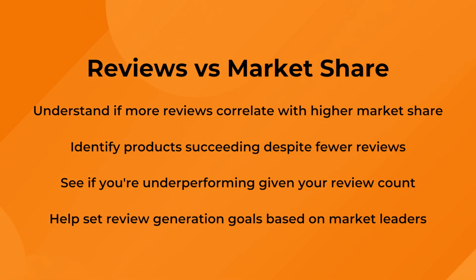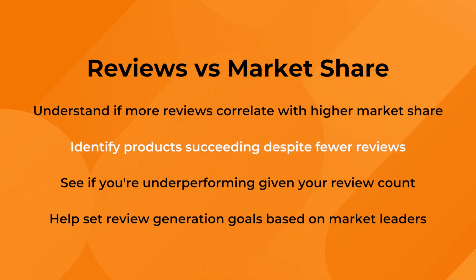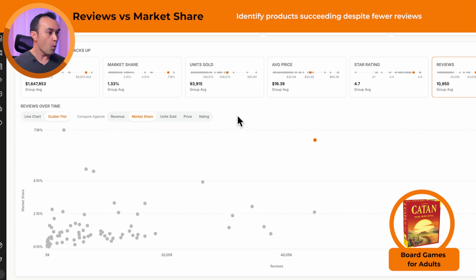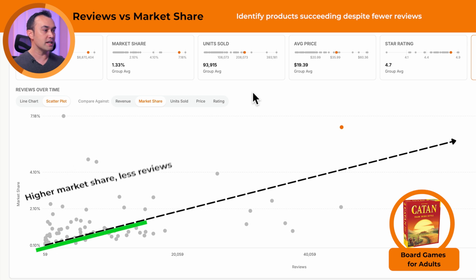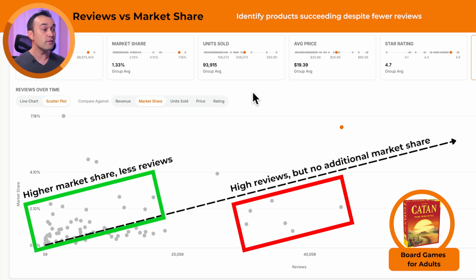Now, the next thing that you can check for is if products are succeeding despite having fewer reviews. Let's look at board games here. While some products follow the more reviews equals more share pattern, in my opinion, there's actually a stronger trend here of products succeeding with fewer reviews.